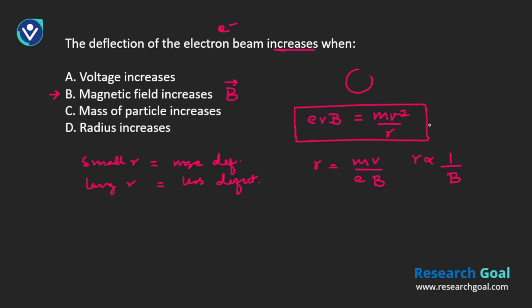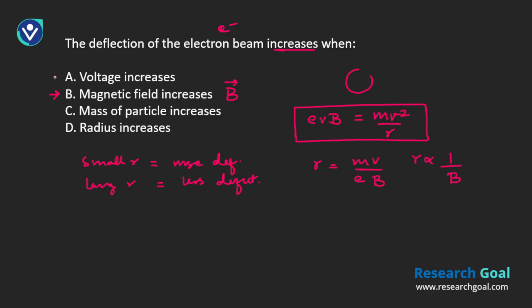We have seen that, right? So larger radius means less deflection, smaller radius means more deflection, and magnetic field is inversely proportional to that one. So that clarifies this, that a magnetic field increase is going to increase the deflection of the electron. Now let's identify why these other options are not correct.